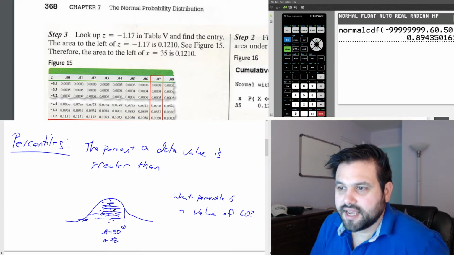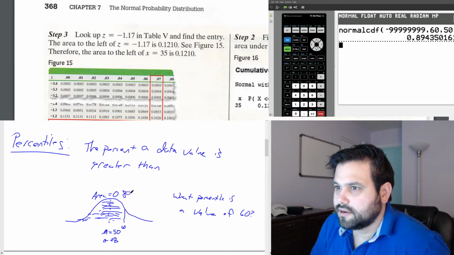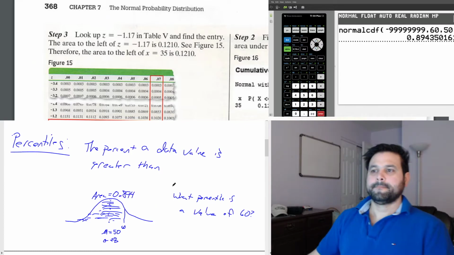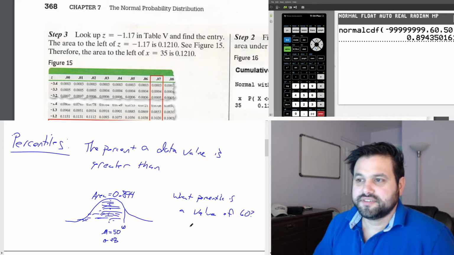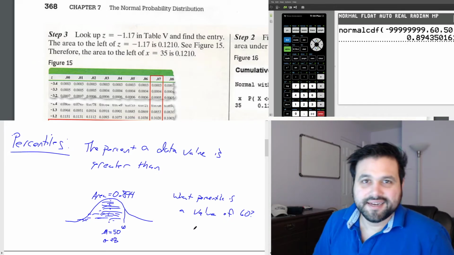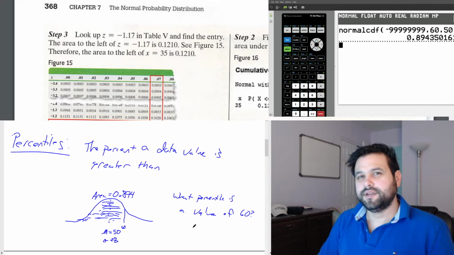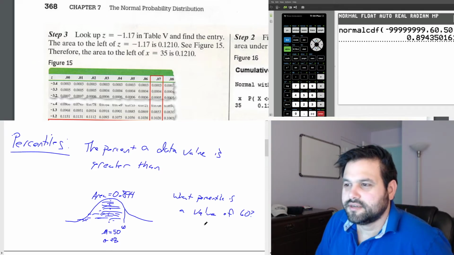So this area that I got here was 0.894 approximately. Okay. And so what percentile is a value of 60? Approximately the 89th percentile, right? Percentile, we don't really go into decimals. So we could say approximately the 89th percentile.